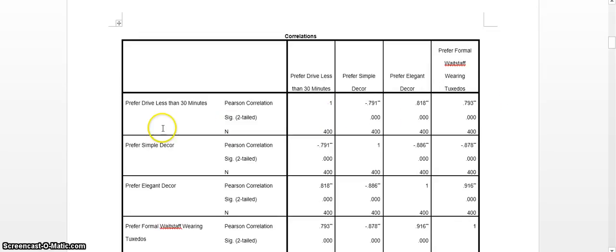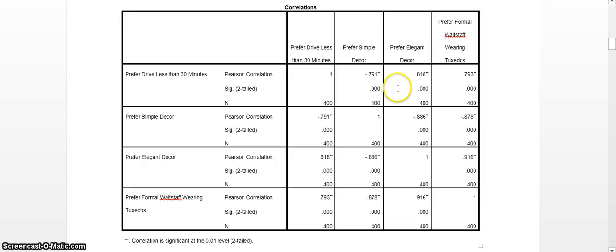You always have to compare it with the drive, because that's what the question is asking. They're not asking you to compare between simple decor and elegant decor, but the drive and whatever else. Again, we have to say whether there's association or not, and how to look at it is the correlation significance at 0.01. All 3 of them have the star, so you would say that there is an association, or a correlation. Looking at the correlation coefficient size, this is 0.791, which means that it's moderate. 0.793, moderate, and then 0.818 would be strong.